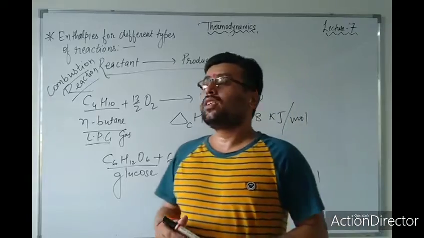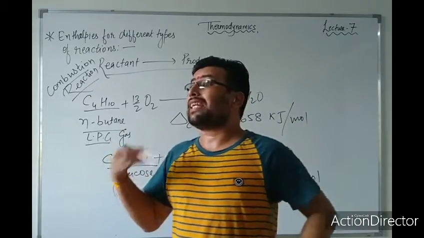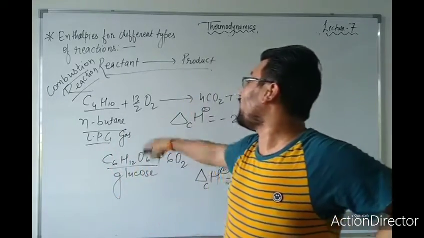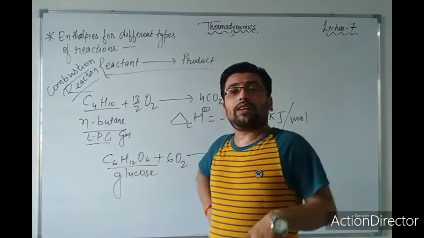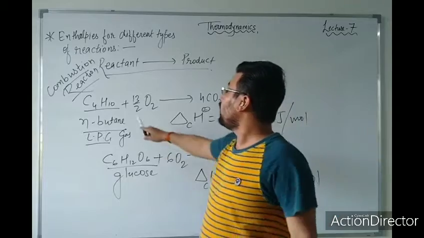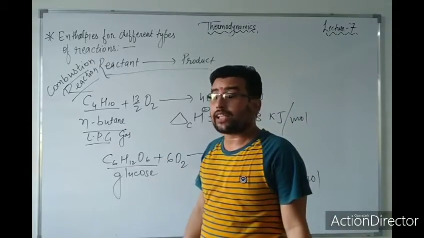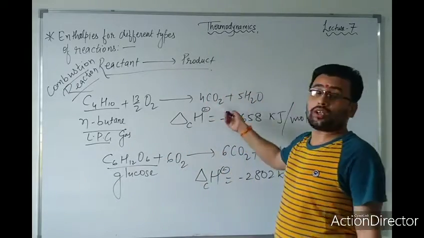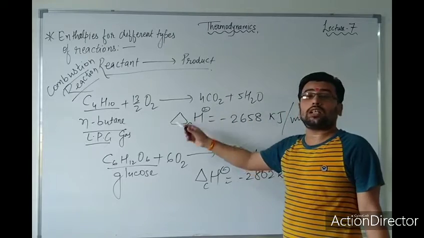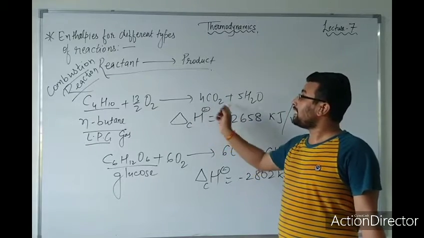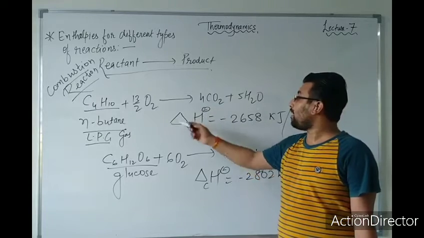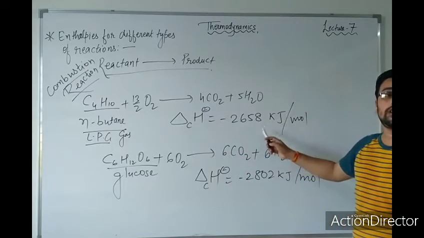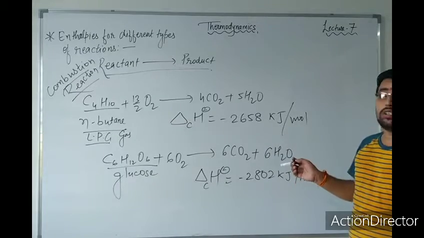Now the question is how we will understand this burning process. So that's why I have taken here normal butane. Normal butane को हमने जलाया. What we have done? We have burned this normal butane. So because I have told you it is an exothermic reaction, so it produces carbon dioxide and water. And what was the enthalpy in this combustion reaction? So enthalpy of combustion was 2658 kilojoule per mole.